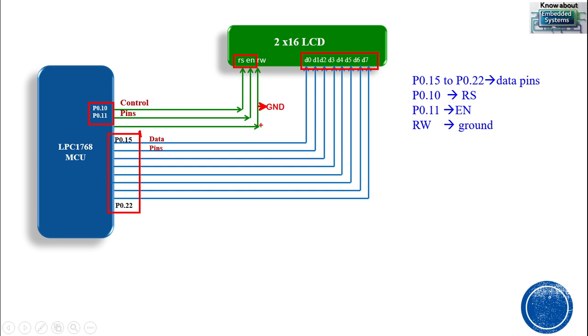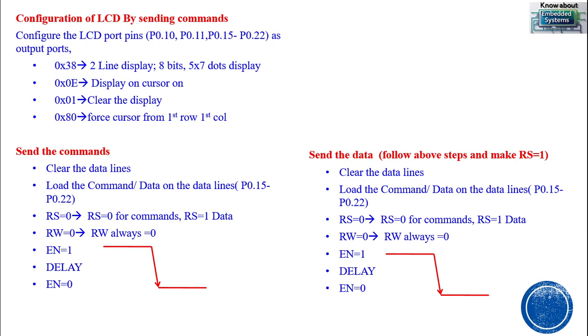Now, the same thing I have written here: P0.15 to P0.22 data pins connected, P0.10 RS, P0.11 enable, and read write is grounded. I hope this circuit diagram is clear to all. So let us see how we can develop the code.